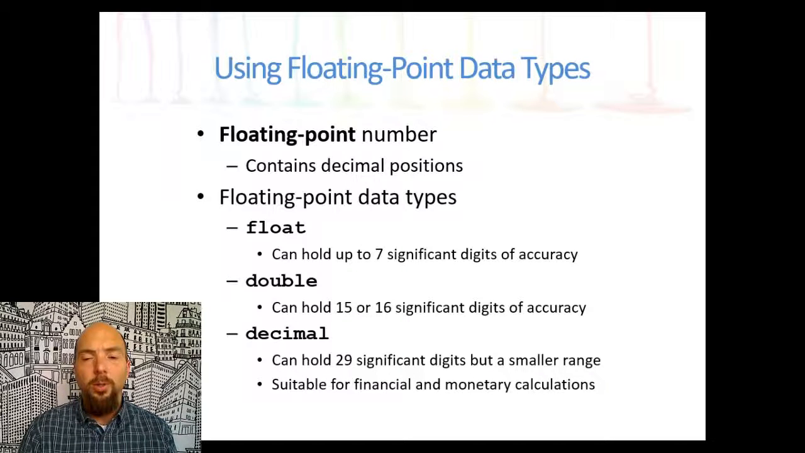We also have what are called floating point numbers. We reference these as decimal point numbers. So if I have something like 3.2, that is a decimal number. In our programming language, those are going to be floating point. Now, our simplest version of a floating point is just simply called a float. It can hold up to 7 significant digits of accuracy.